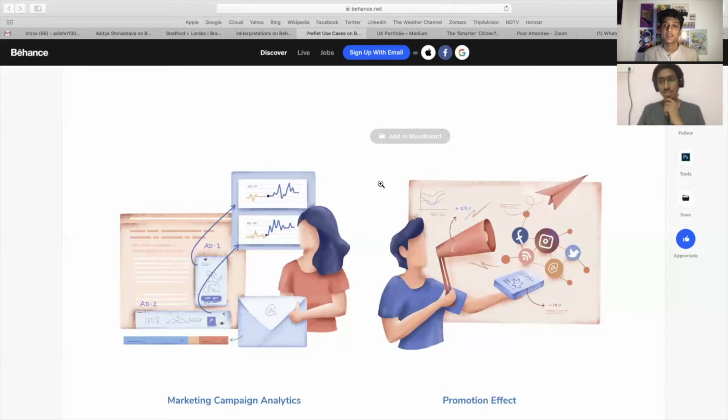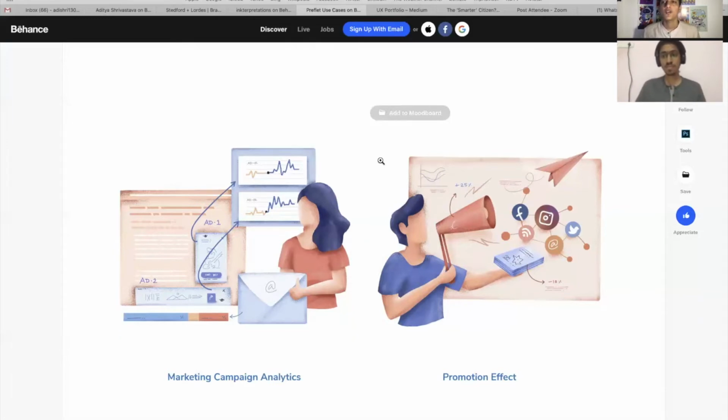Nice. That's really insightful. So Aditya, how did you get into Hotstar? How did you apply for it and how did you get in? What was the process?